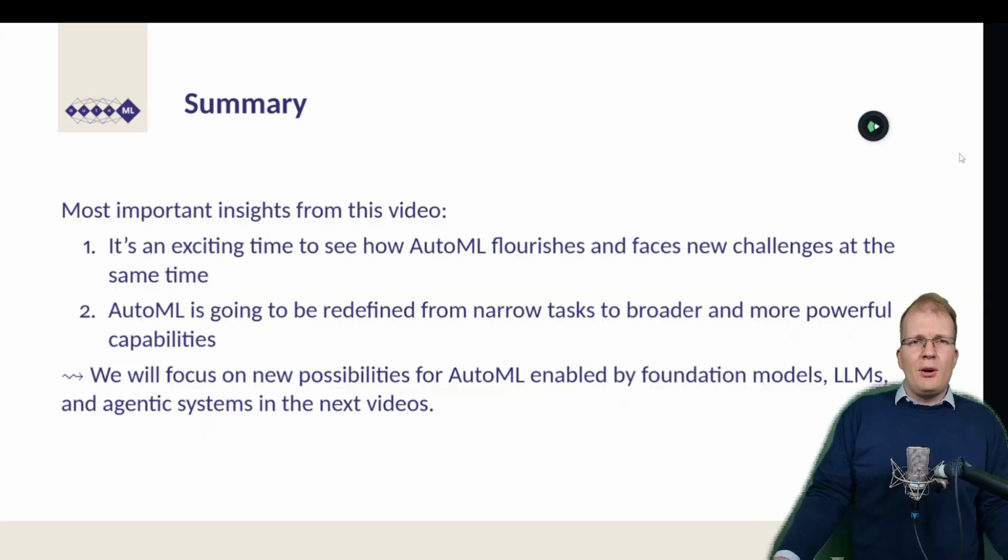That's the summary, the most important things from this video. It's exciting to see how AutoML flourishes and faces new challenges at the same time. So we are, I would say, in a golden age of AutoML, where we have far more possibilities, but at the same time also many new challenges where we don't yet know the answer. AutoML is going to be redefined from narrow tasks to broader, more powerful capabilities, and we've seen more and more prototypes and papers coming out of that.